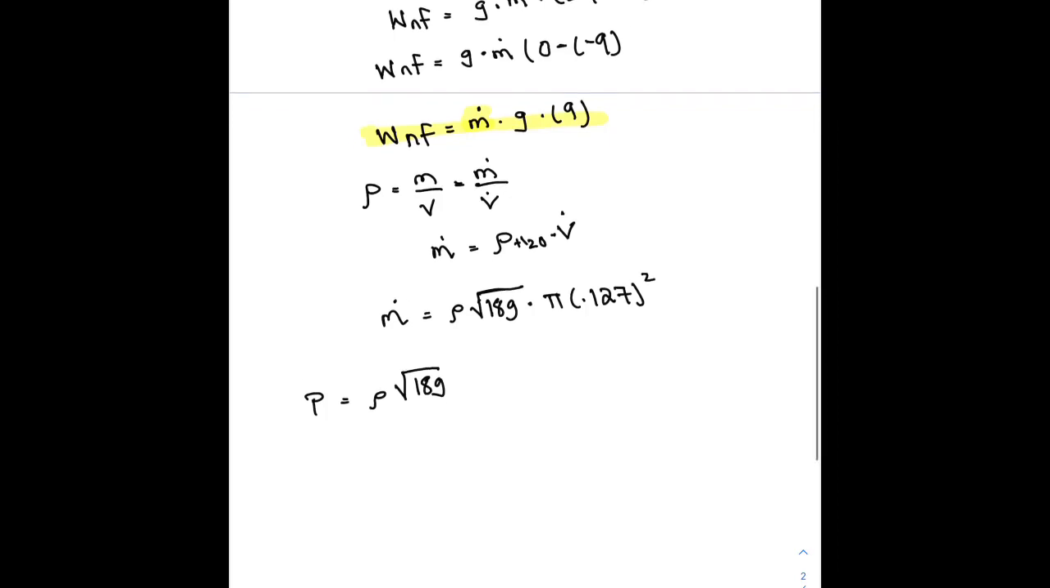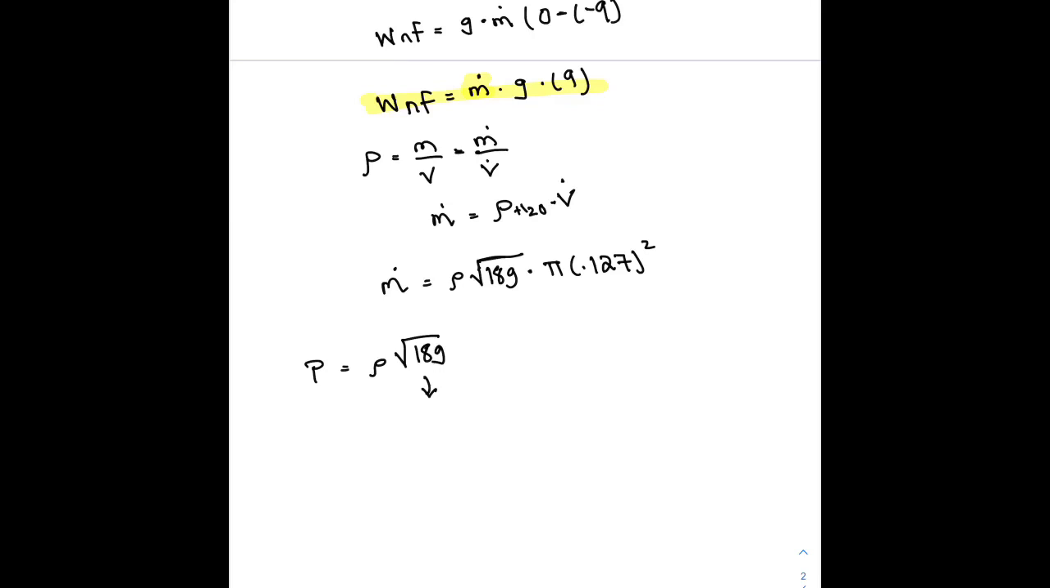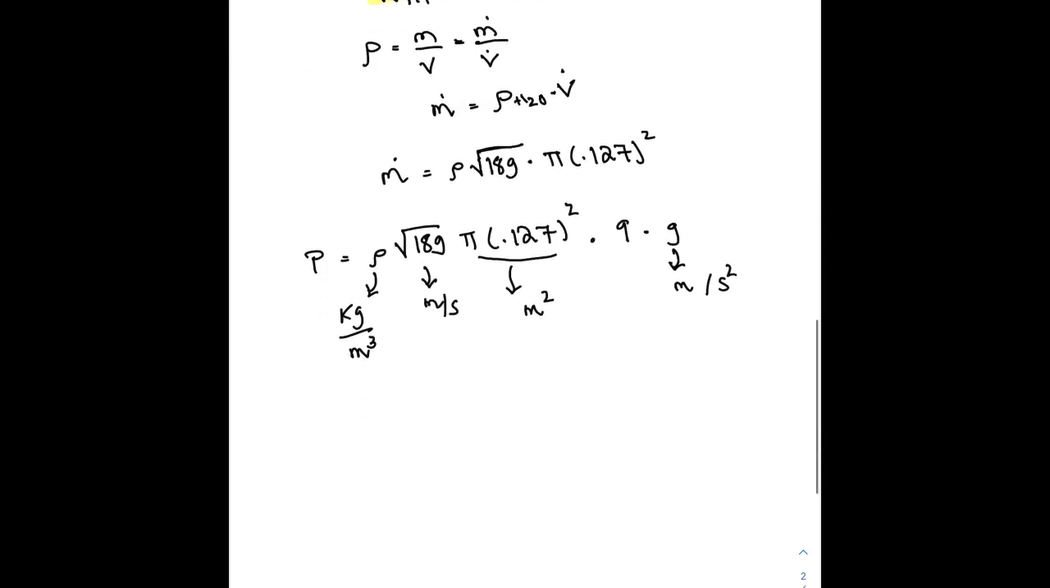Since we found square root of 18G as our velocity, that is in meters per second, and this is kilograms per meters cubed, since it is the density of the water, we will use 1000. Pi times 0.127 squared will be the area, so that'll be meters squared. All that's left is times 9 times G. G is meters per second squared, gravitational acceleration. All these units are important.